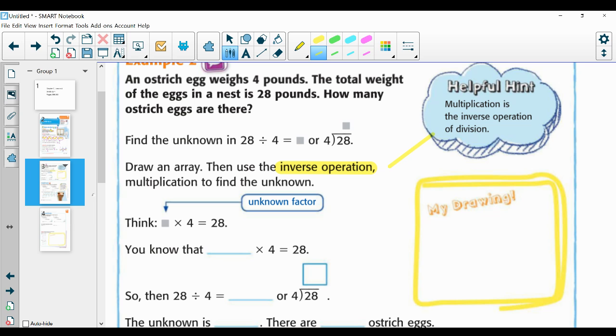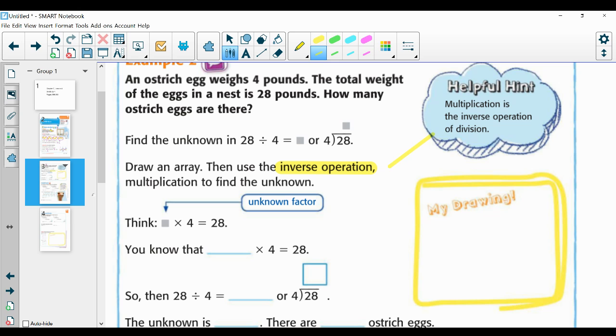Okay, so what we're going to do is we're going to think about, we have some group of eggs, each of them equals 4 pounds, and for a total of 28 pounds. So blank times 4 equals 28. The unknown fact is the group's number.